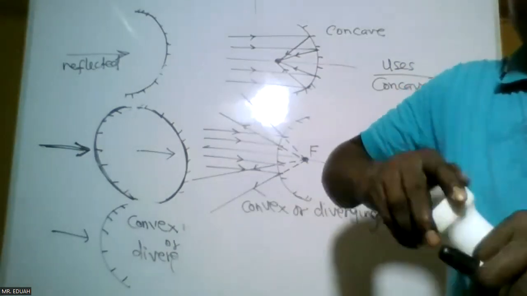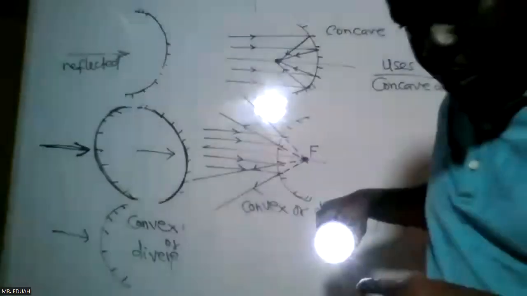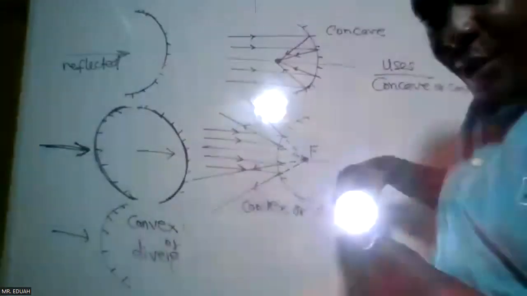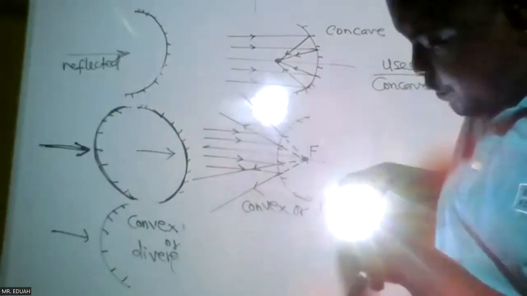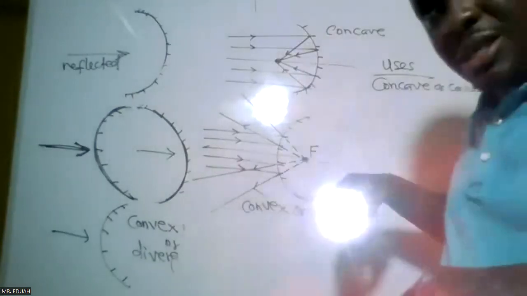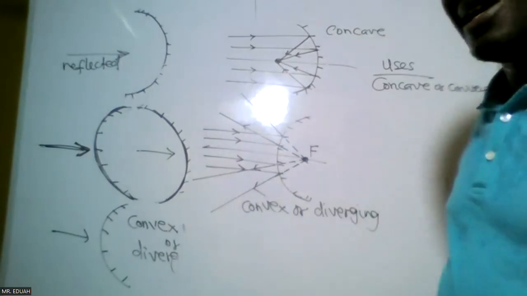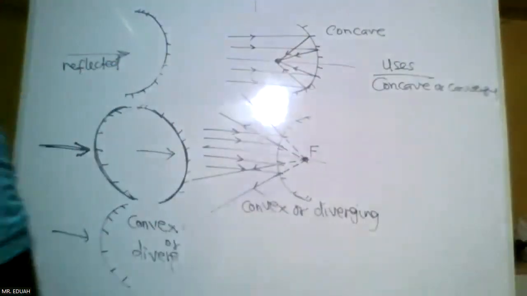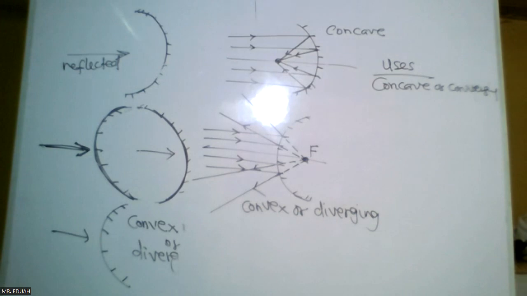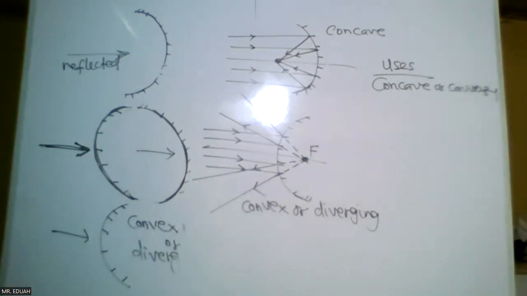So when it is there, a bulb is placed at the center. So when you turn it on, the rays hit the shiny part and it throws it out. So it is used in torchlights as a reflector. Another, I've shown you one. Let your brain go on an excursion to bring more. Uses of concave mirror.